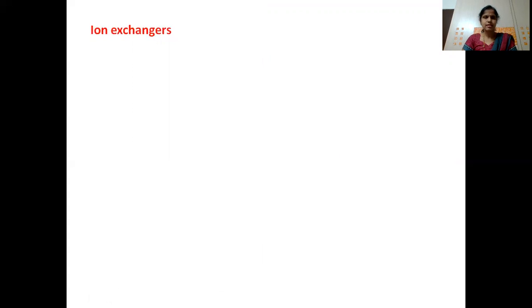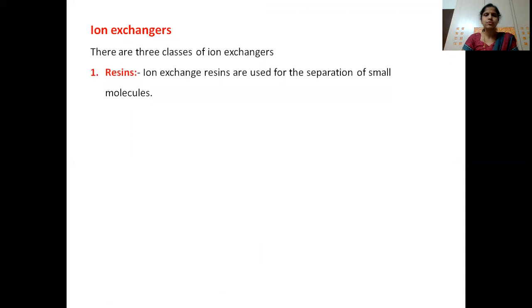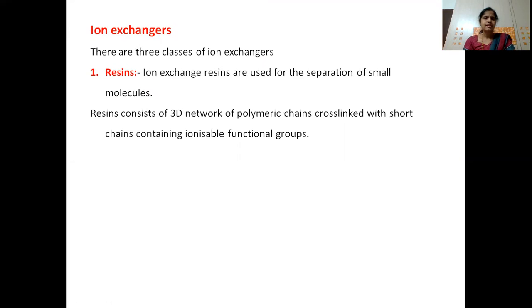Now what are the various ion exchanges that we use? As I said, resins are generally used as ion exchangers, which are used for separation of small molecules. Now what are resins? The resins are nothing but a three-dimensional network of polymeric chains. It is nothing but a polymer which is having cross linkages in it. And these cross linkages will contain some ionizable functional groups such as sulfonic group or tertiary amine group.